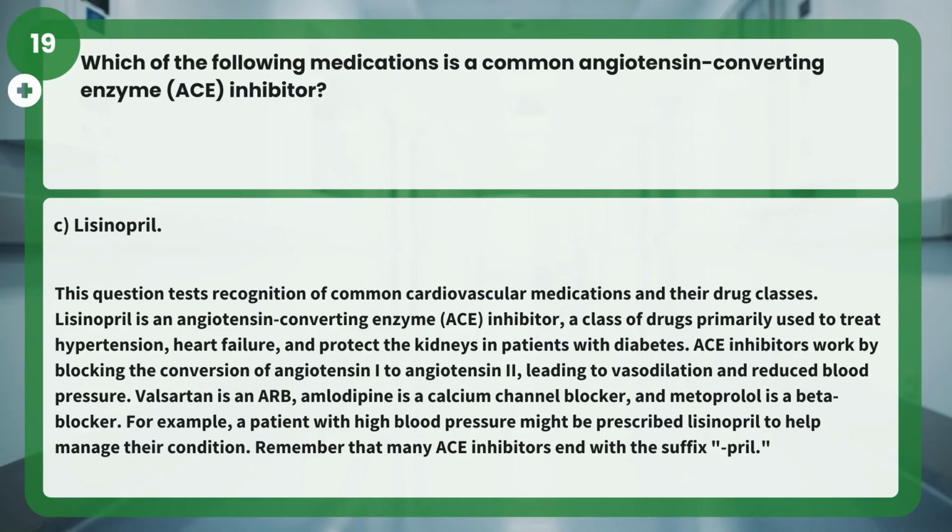This question tests recognition of common cardiovascular medications and their drug classes. Lisinopril is an angiotensin-converting enzyme, ACE, inhibitor, a class of drugs primarily used to treat hypertension, heart failure, and protect the kidneys in patients with diabetes. ACE inhibitors work by blocking the conversion of angiotensin I to angiotensin II, leading to vasodilation and reduced blood pressure. Valsartan is an ARB, amlodipine is a calcium channel blocker, and metoprolol is a beta blocker. For example, a patient with high blood pressure might be prescribed lisinopril to help manage their condition. Remember that many ACE inhibitors end with the suffix pril.